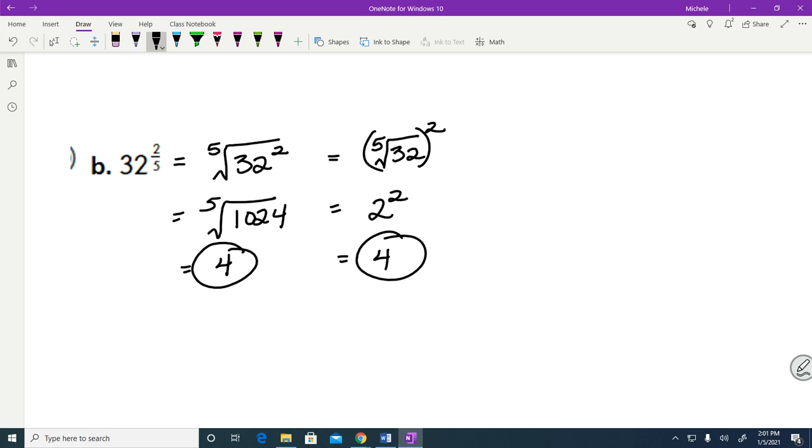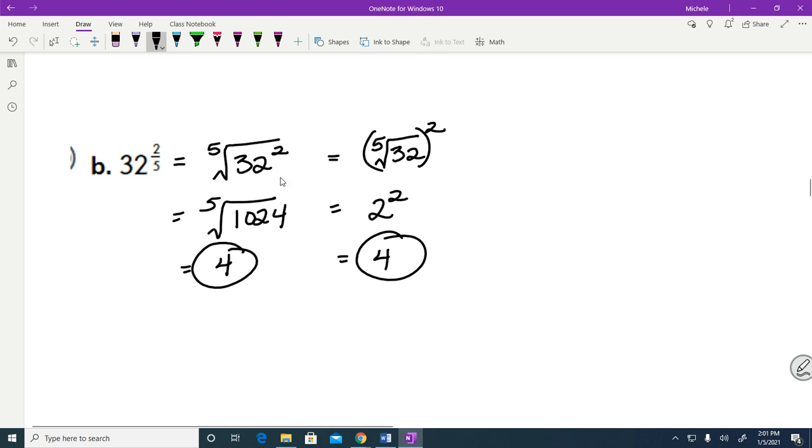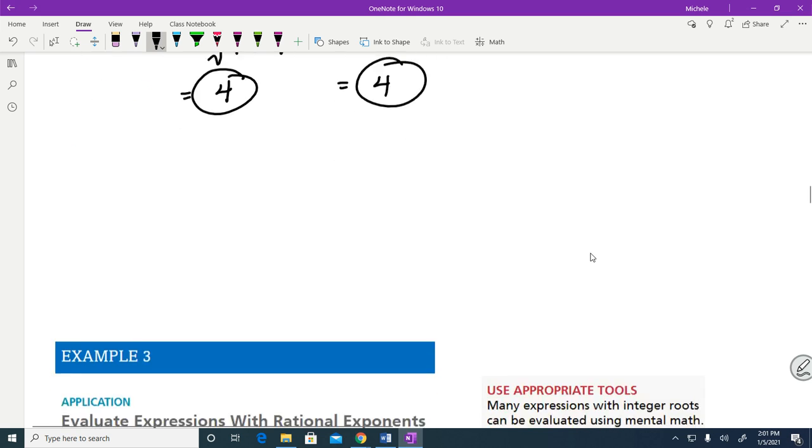It's just that one method might deal with smaller numbers, and it might be more efficient for you to work with the smaller numbers. So squaring 2 versus the 5th root of 1024. And you just need to be fluent with whichever method is going to be most convenient at the time you need it to be.